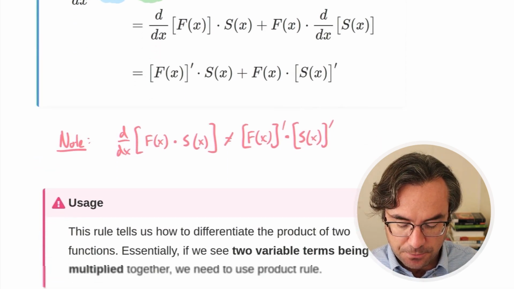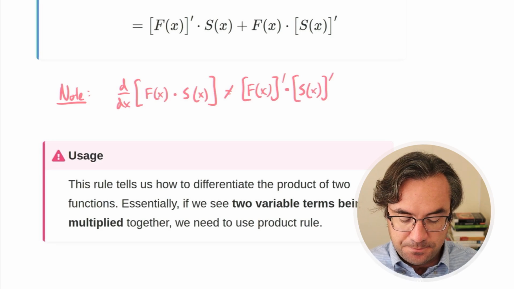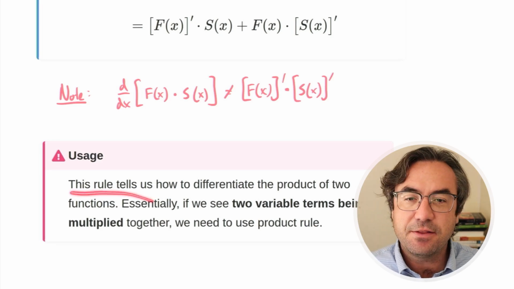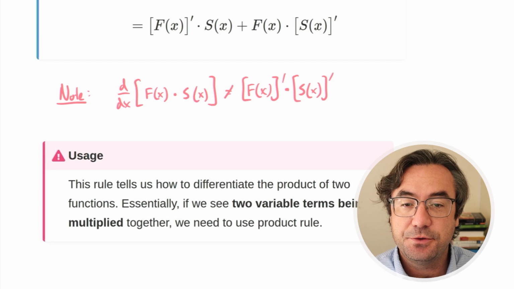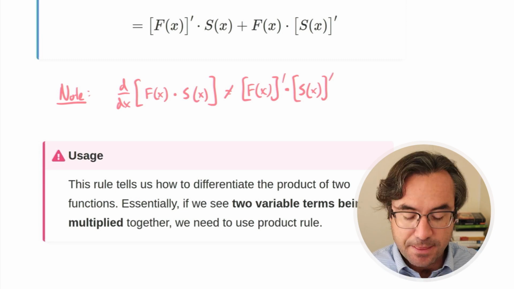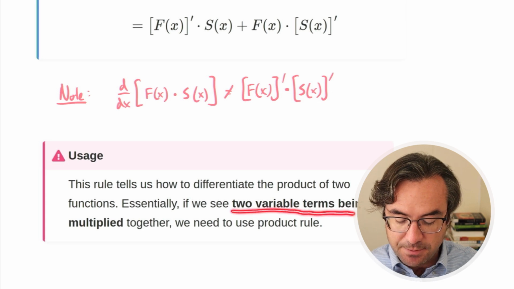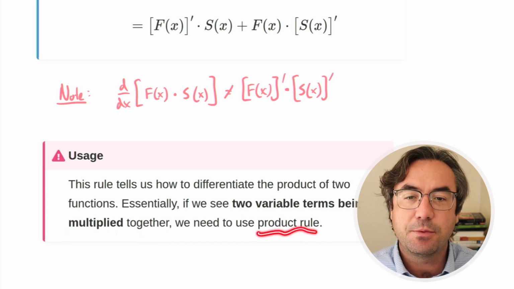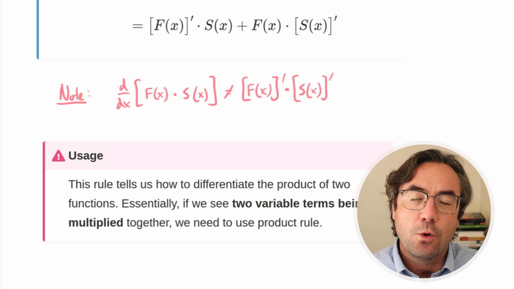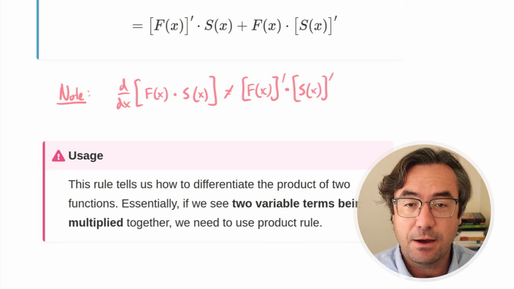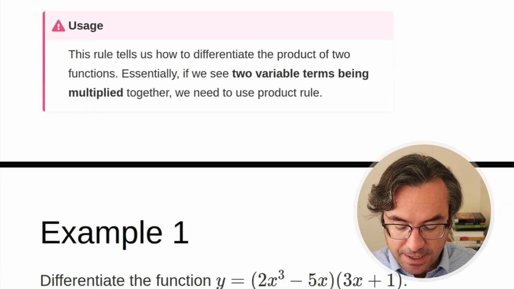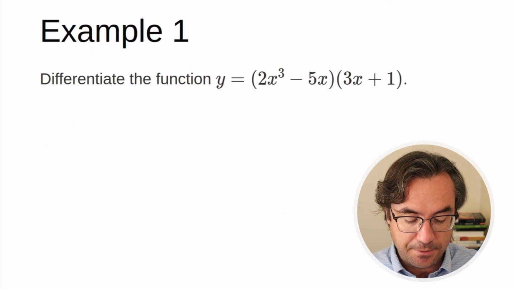Okay, so again, this is telling us how to differentiate the product of two functions. So if you see two variable terms being multiplied together, then you're probably going to have to use product rule or just try to multiply it out. So let's look at an example, example 1.